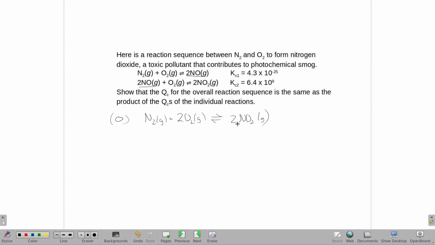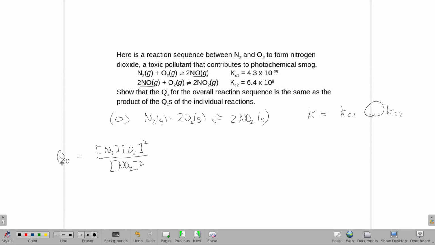So we just combined them together. Well, that is the overall process. I'd love to know what the K is, and I'd love it to be somewhat dependent on those 2 up there. Something we need to do to those 2 to get them to combine. Well, let's see if we can figure out what that might be. And what we're going to do is come up with what the Q for this equation looks like. So the Q for the overall equation is products, and I'm going to leave the phases off since they're all gases, over reactants. Products over reactants.